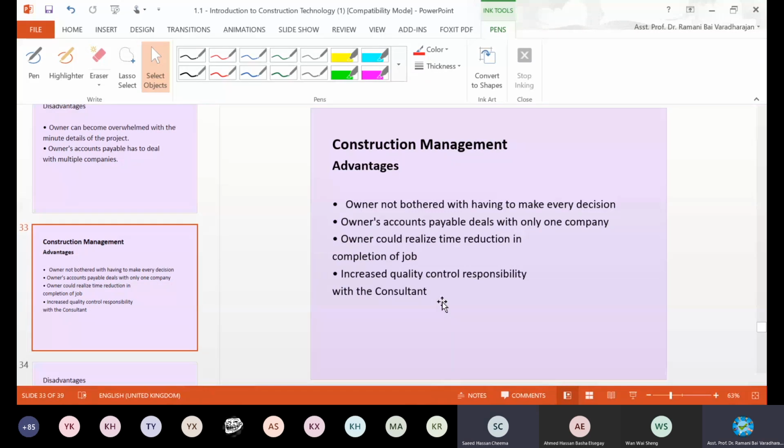What's happening? I need to stop. Just complete the disadvantages and then stop.